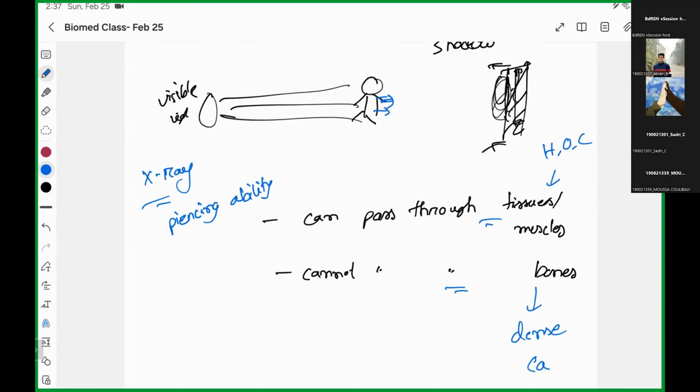It will not be able to pass through other portions. So it can pass through our muscle. Okay, it can pass through. So it is like transparent to a muscle, but it will not be able to pass through our bones. So in here, when you form the shadow, you will get the shadow of the bones.